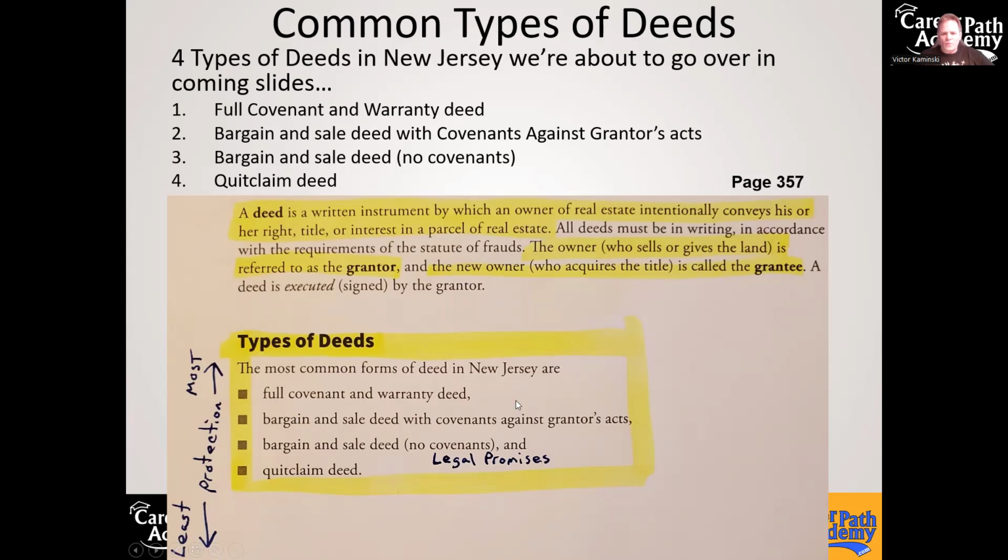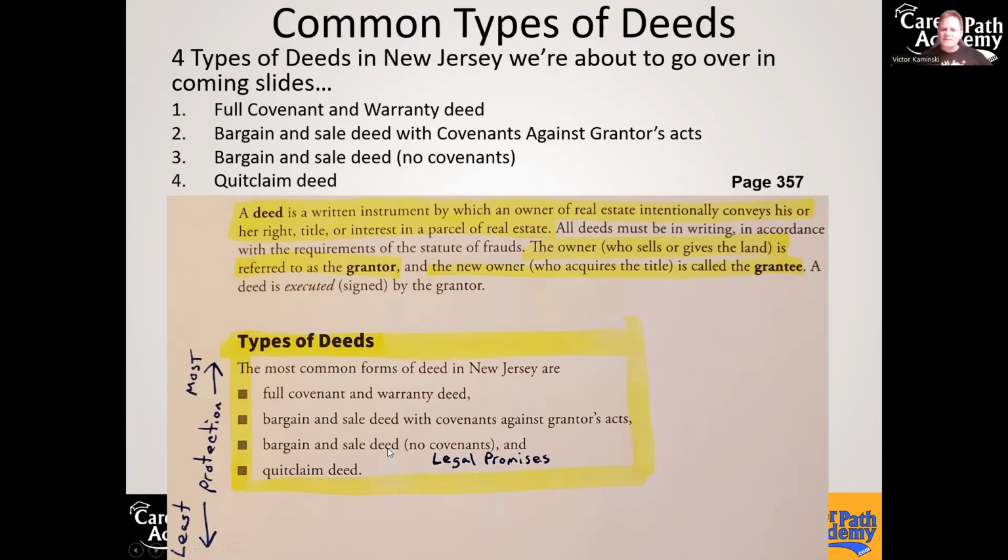So full covenant warranty deed offers the most protections to the buyers, whereas a bargain and sale deed with covenants against grantors act, you're basically saying, as long as I've owned the property, I've done nothing to encumber it. I'm not guaranteeing anybody throughout history that owned it before me. For that, do your own research. Get a title search and title insurance policy. And this is actually the most common type of deed we use here in the state of New Jersey.